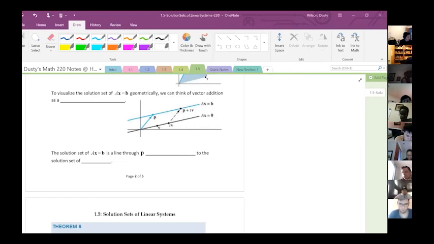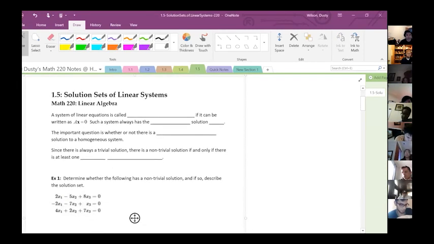We are starting section 1.5. We've already touched on some of the concepts from this section in the past, so that'll be nice. But this section is going to talk about solution sets of linear systems. And we're going to introduce a new concept right in the beginning that's going to be important and it's going to stick with us for the whole quarter.